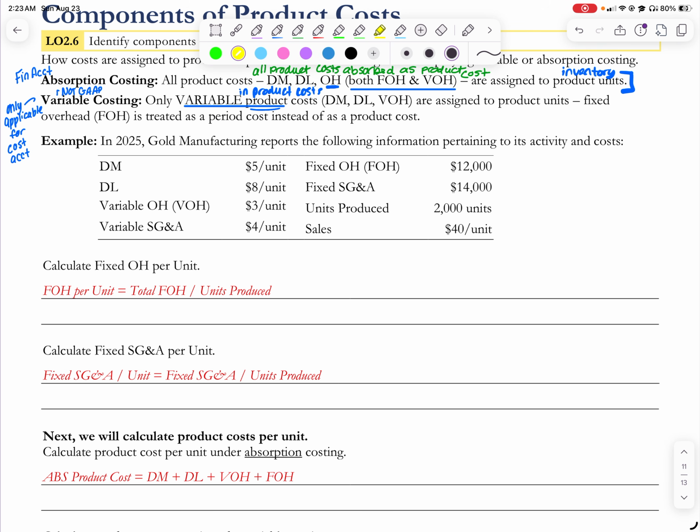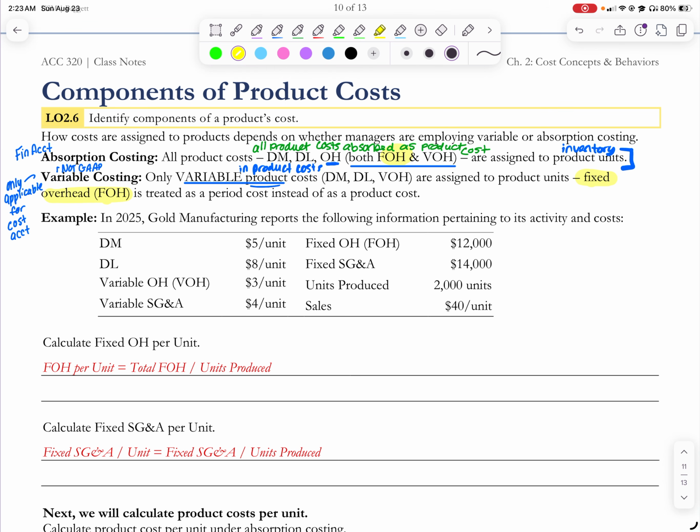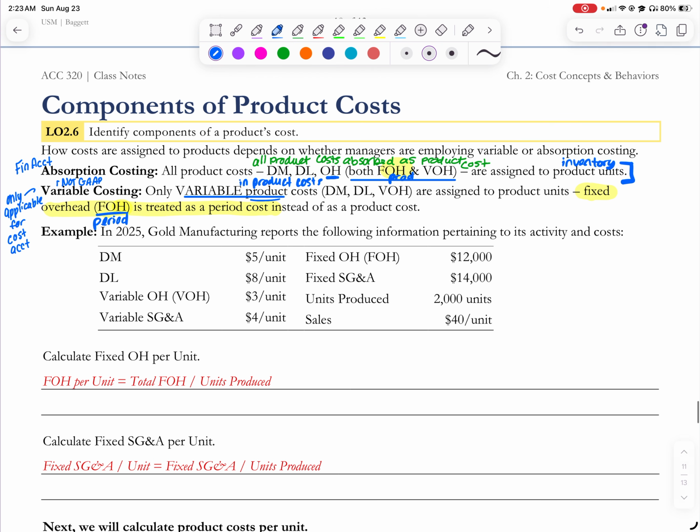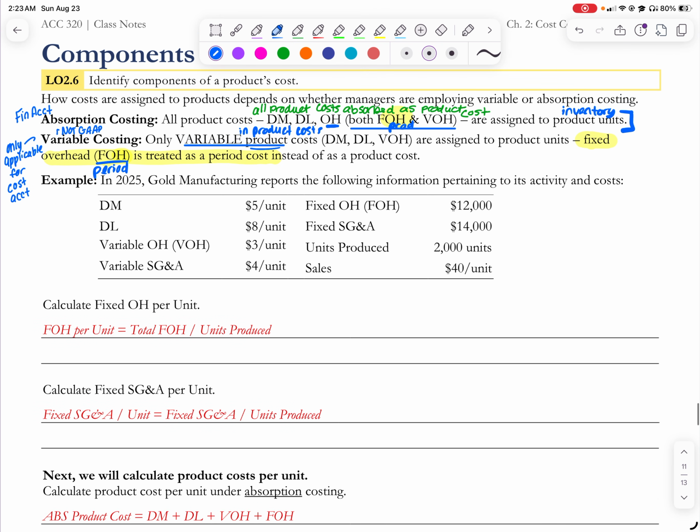So essentially, fixed overhead is treated as a product cost under absorption, and treated as a period cost under variable. So that is the distinction between the two.